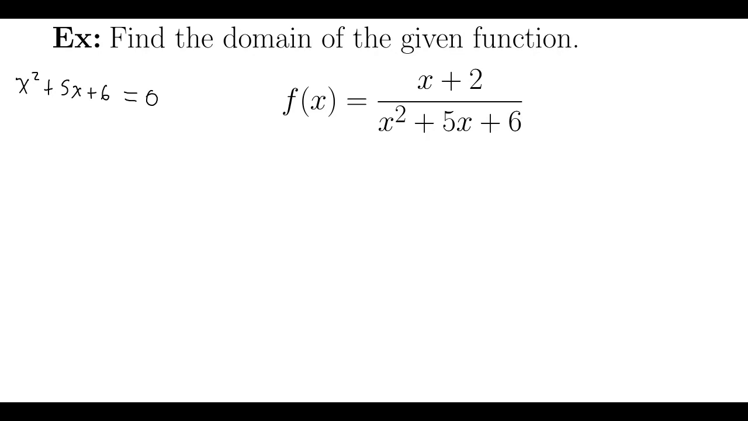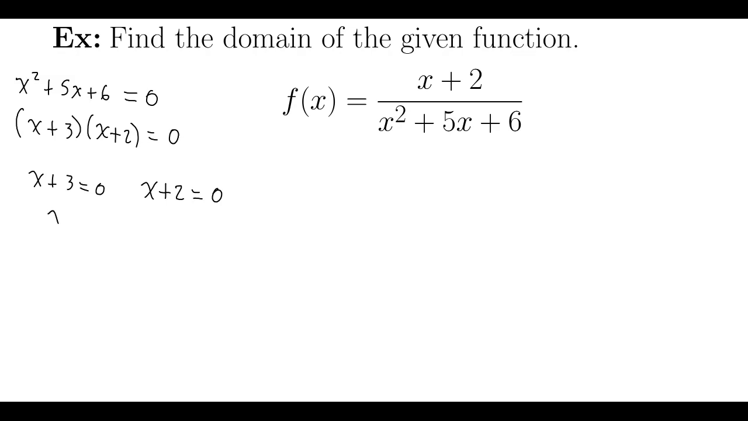Okay, so if I were solving this, I could factor it: (x + 3)(x + 2) = 0. All right, and then set each individual component equal to 0. And that will give me -3 and -2.